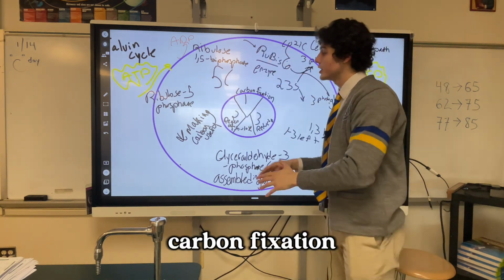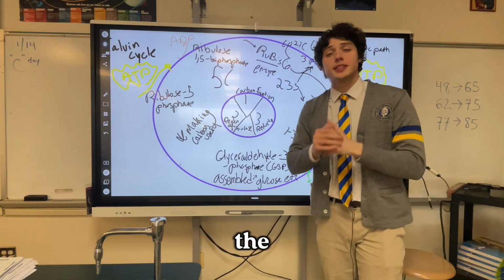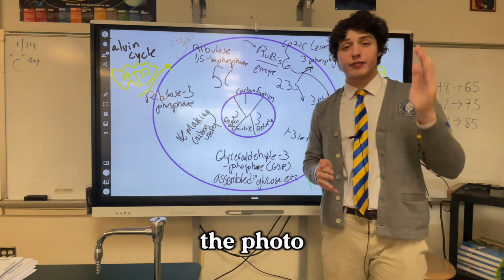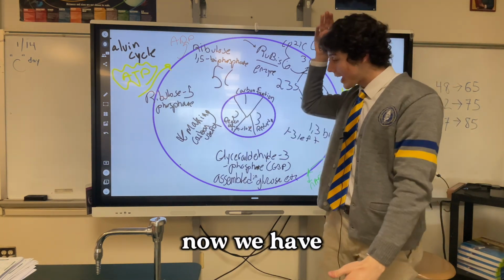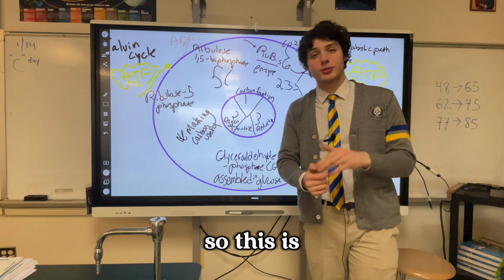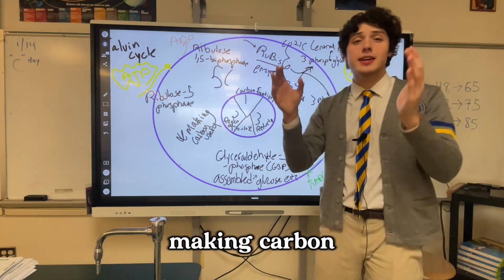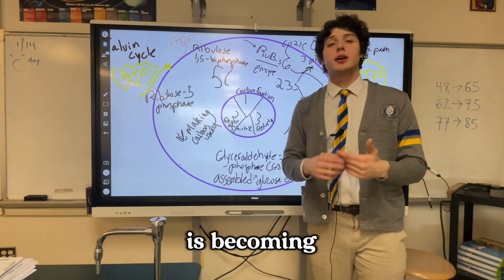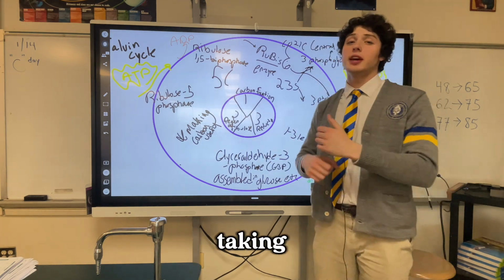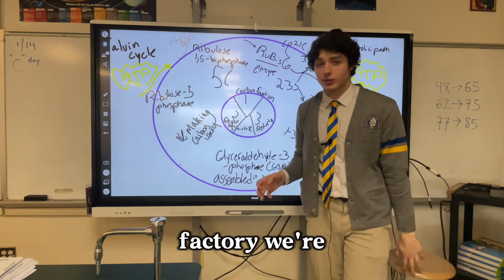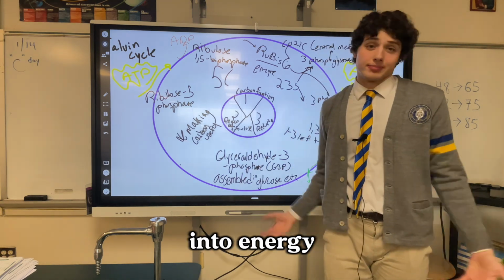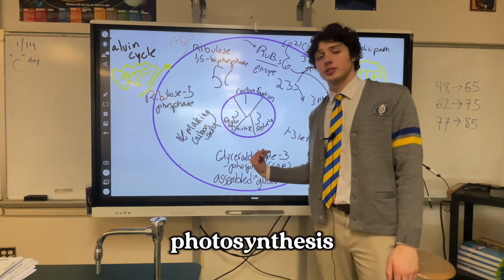For carbon fixation, the whole point of this Calvin cycle, the second part of photosynthesis, remember we had the photo, which was the light, and now we have the synthesis, which is the Calvin cycle. So this is the second part of photosynthesis. Carbon fixation, we are making carbon useful. Carbon is becoming something that we can use. We're basically taking carbon, it's like Willy Wonka's chocolate factory. We're taking carbon and we're turning it into energy. That's basically what photosynthesis is doing right now.